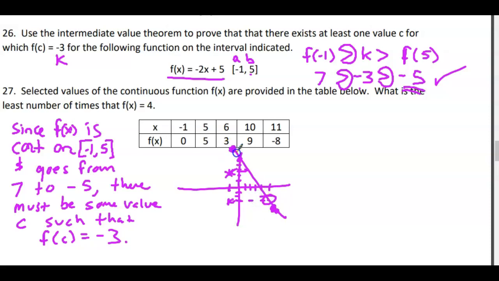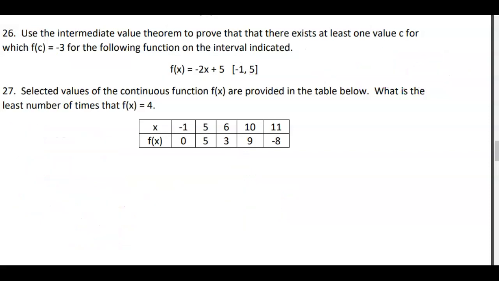So since this is a continuous line and we're going from a y value of 7 to a y value of -5, at some point that line has to cross a y value of -3. Okay. All right, another way this IVT theorem can be applied with a question is with these tables here.